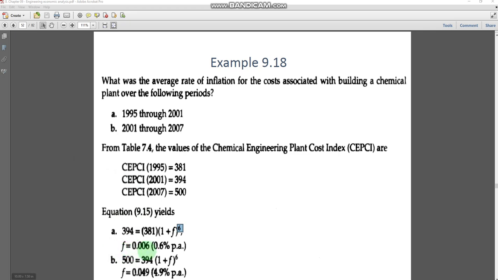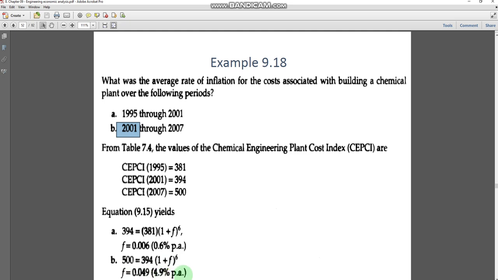That comes out to be 0.006 or 0.6% per annum. Similarly, we can solve part B here. For the year 2007, we have the CEPCI value 500 on the left hand side, and on the right hand side we have the value of the CEPCI for the year 2001, which is 394 multiplied by 1 plus f. You can see the difference between the years from 2007 to 2001 is 6. So you can put it here, and then the value for f comes out to be 0.049 or 4.9% per annum.